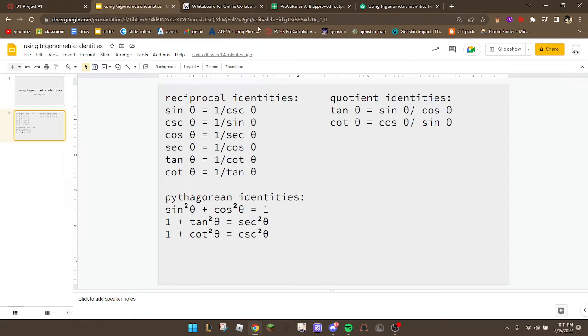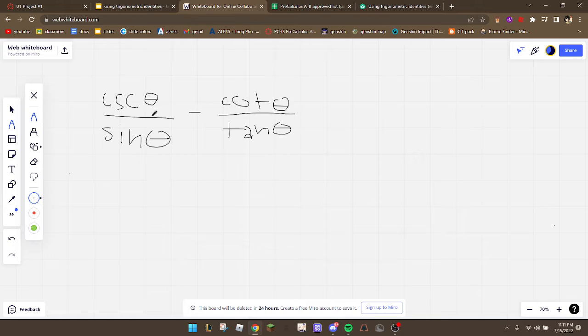So if we were to use these identities in a problem, I have a problem right here, and it's cosecant theta over sine theta minus cotangent theta over tangent theta. To subtract fractions, we need to find a common denominator. So let's work from left to right.